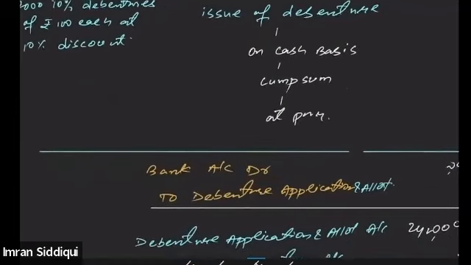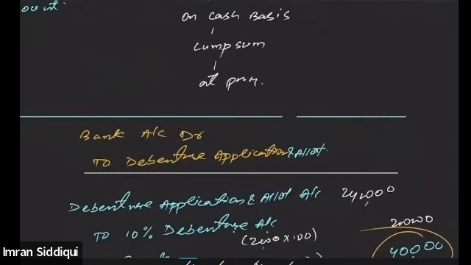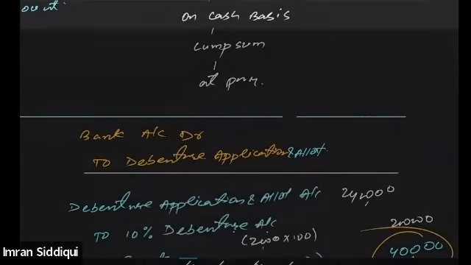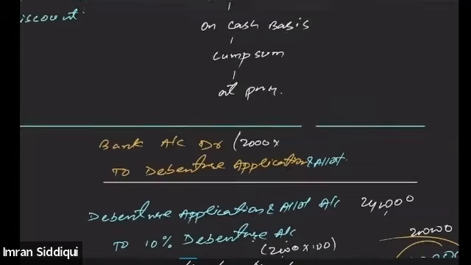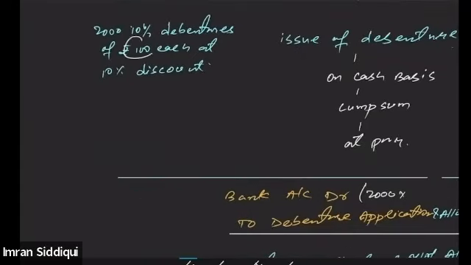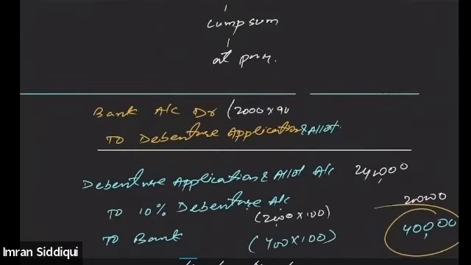So entry for this will be same. Firstly, bank account debit to debenture application and allotment account. So we have issued how many debentures? 2,000 debentures at a discounted price of 10%. So the face value of debenture was 100 rupees. It is being issued at 10% discount, then it must be issued at 90 per debenture. The bank account is going to get debited by 1,80,000. Right? 1,80,000. Is that clear?